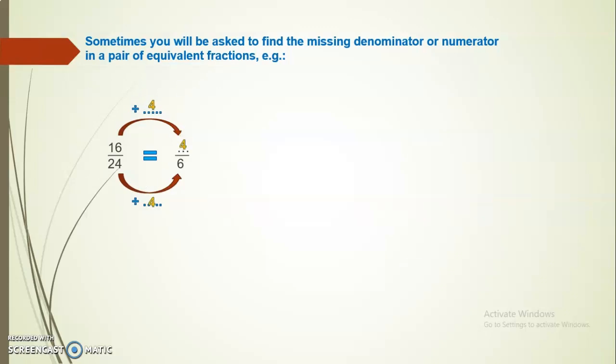4 and 6, both of them are found in table 2. I can divide them again by 2. So 6 divided by 2 will be 3, and 4 divided by 2 will be 2.